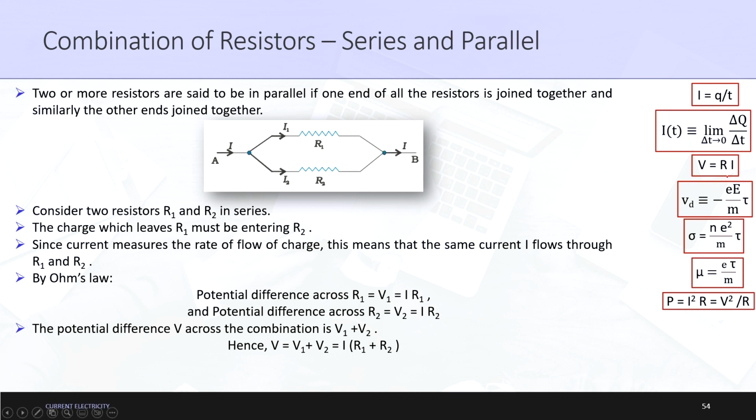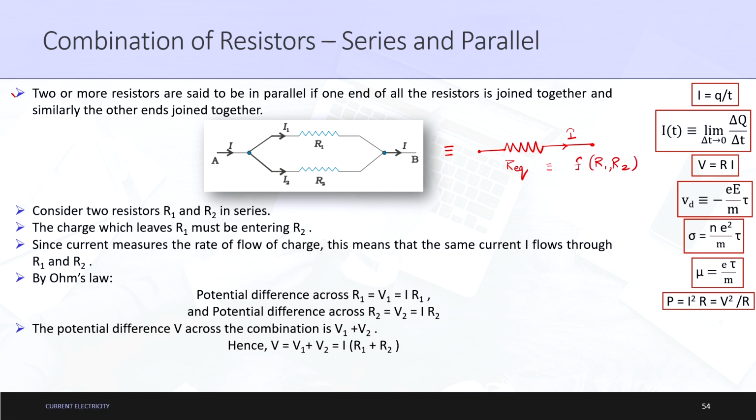If all the resistors are joined together at one end, as you can see, and the other ends are also joined together, here also and here also, then those resistors are said to be in parallel. Similarly for this concept also, if we need to find the combination of resistors, we need to find an equivalent resistance denoted by R equivalent. If these are the two ends, and there is a current I passing through it, then what will be the function of R1 and R2? This is what we need to obtain.